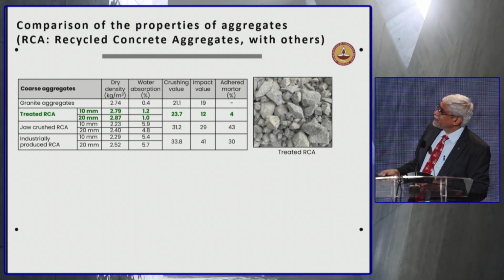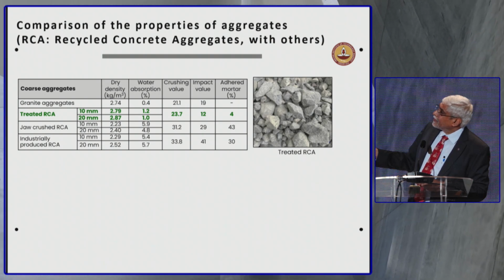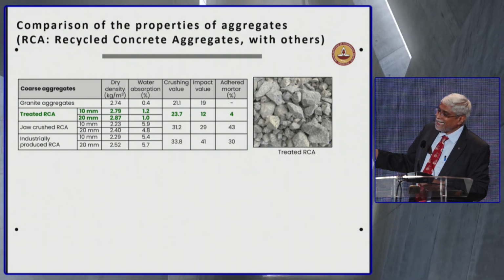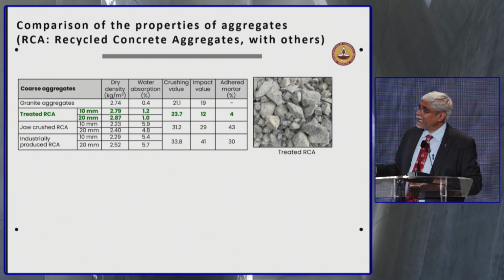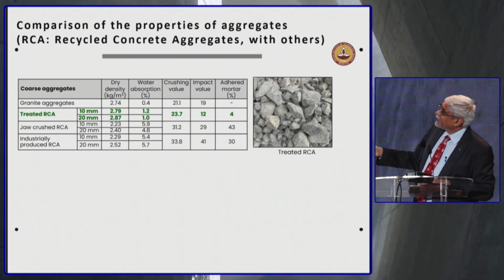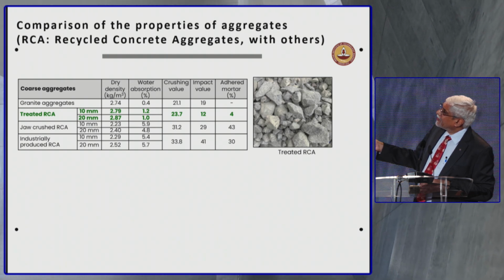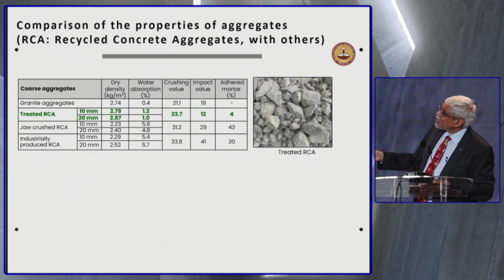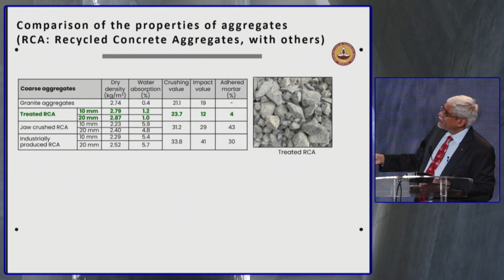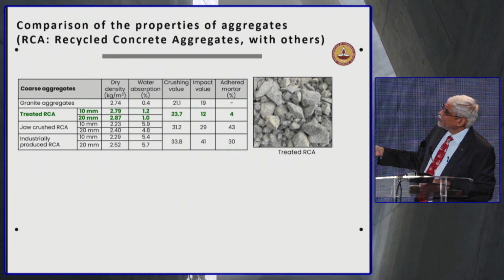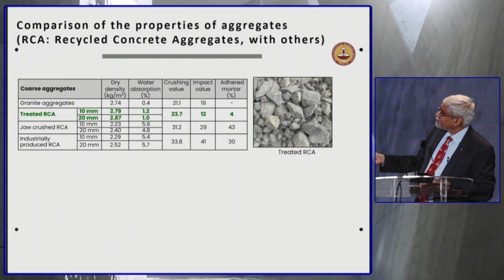So these are some results. The top row is pristine aggregates, natural aggregates, granitic aggregates. Then these are the treated ones, comparable. Adhered mortar is very little, only 4%, and much better than just crushing. This is just crushing. And you see that the values are much different.